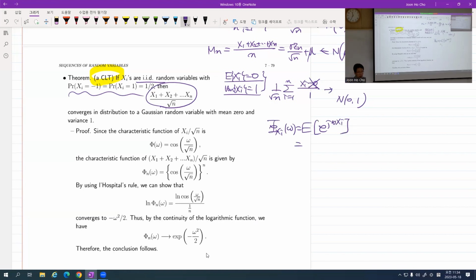And whenever you have an expectation, remember this: expectation is value times probability, summed up, right? So you consider the value of x sub i, 1 or -1. If x sub i is 1, then you have e to the j omega times 1 with probability 1/2, and you have e to the j omega times -1 with probability 1/2. Then what is this? This is simply cosine omega, right? From what? Euler's identity, right?